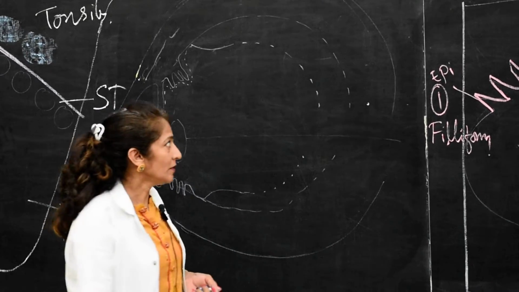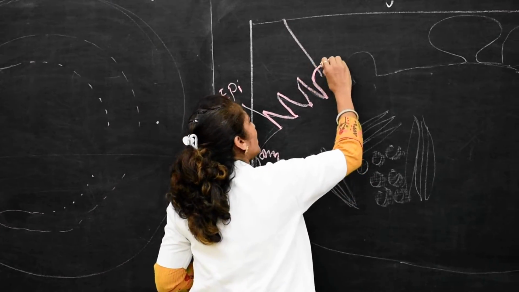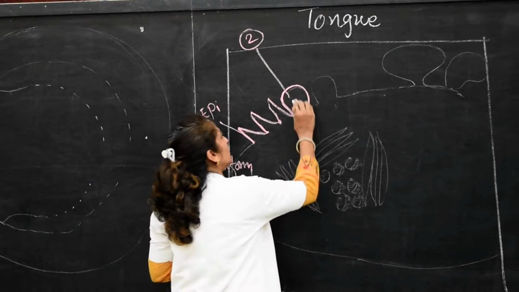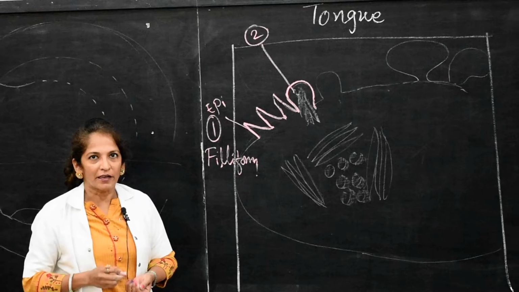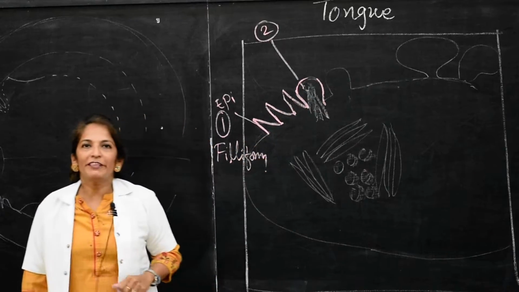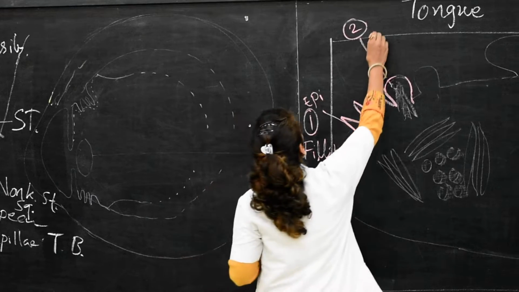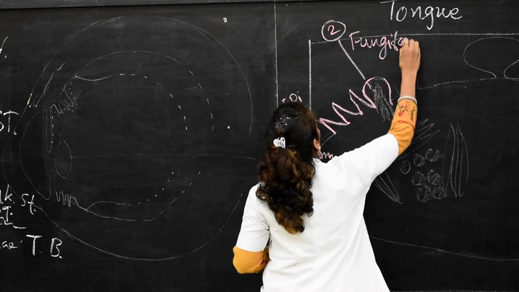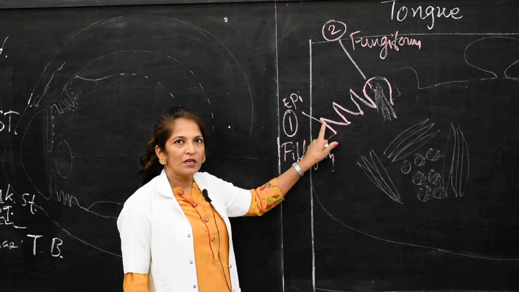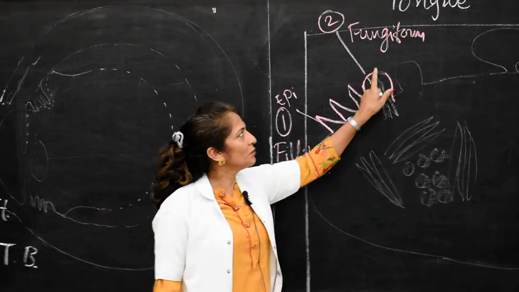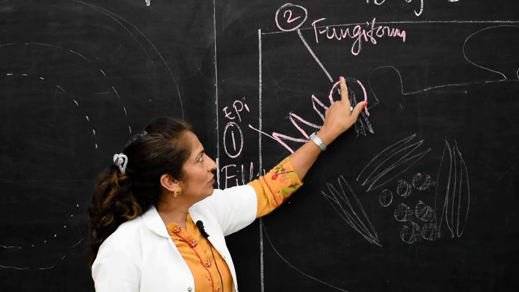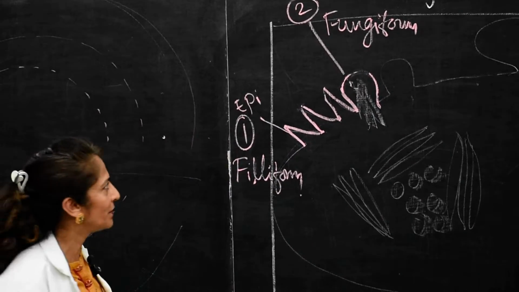Filiform papilla. The second type of papilla have a rounded tip, and the lamina propria is vascularized, so it gives the red color to this papilla, and the tip is covered with non-keratinized stratified squamous epithelium. These are the fungiform papilla. The main differences between these two types of papilla are in the shape. Here the pointed tip-like projection, here the mushroom-like projection. The epithelium on the tip is keratinized stratified squamous epithelium in filiform, and here on the tip non-keratinized stratified squamous epithelium.